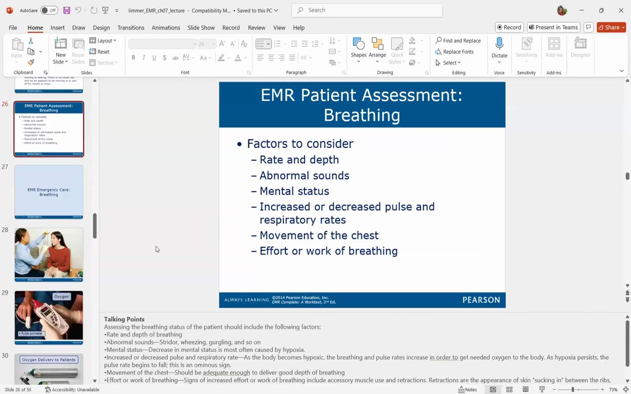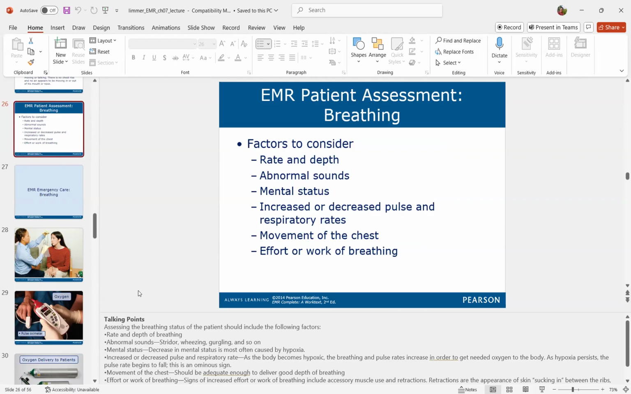Some factors to consider with these. Assessing the breathing status of a patient should include the rate and depth of the breathing. So again, rate, our numbers, right? Adult 12 to 20. What's that rate? What's the depth? Are they getting that good chest rise and that good fall? Are we hearing any abnormal sounds? Stridor, like high-pitched, barking, wheezing, gurgling, again with fluids, snoring, that kind of thing.